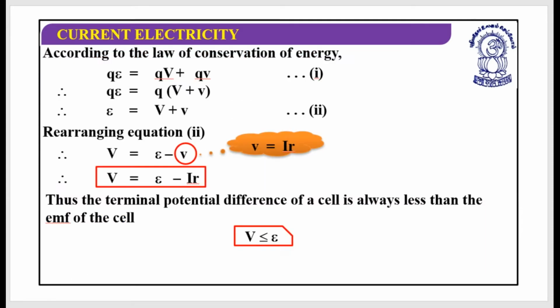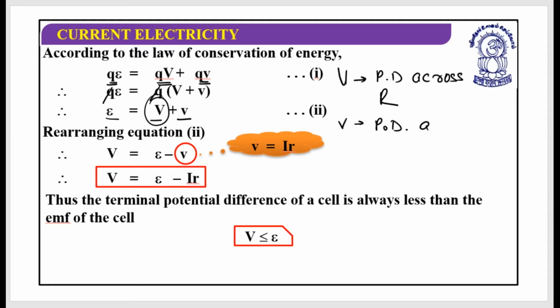According to the law of conservation of energy, the total amount of energy, Q into E, has been supplied to two places, one at the internal resistance, another at the external resistance. So Q into E is equal to Q into capital V plus Q into small v. Q cancels, and we have E equals V plus v. Capital V is the potential difference across resistance R. Small v is the potential difference across small r.